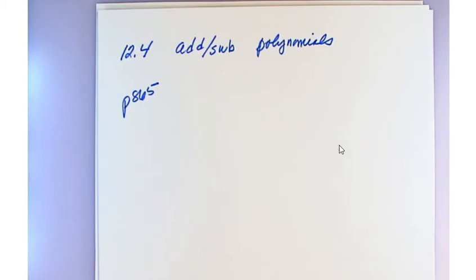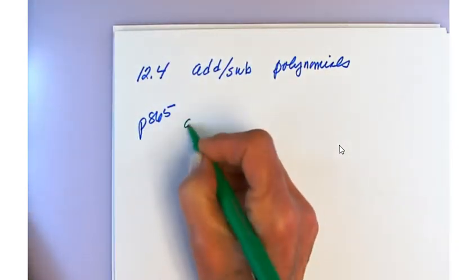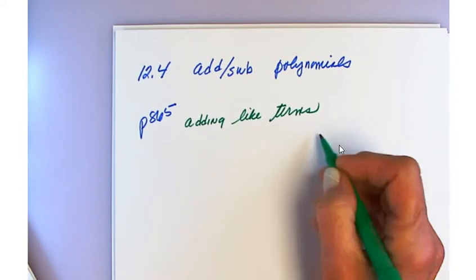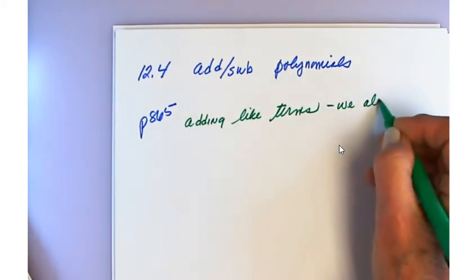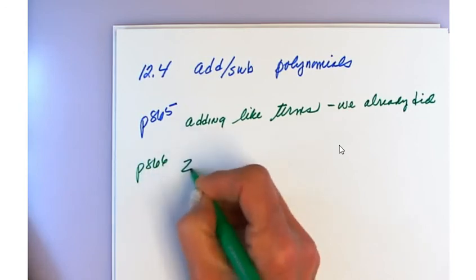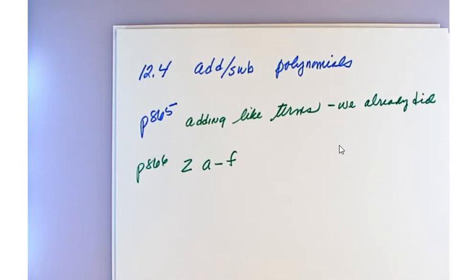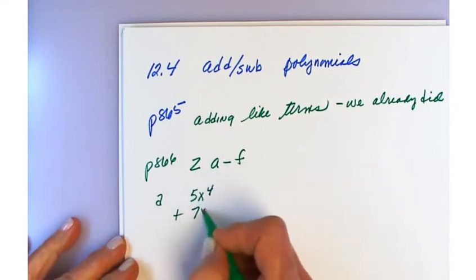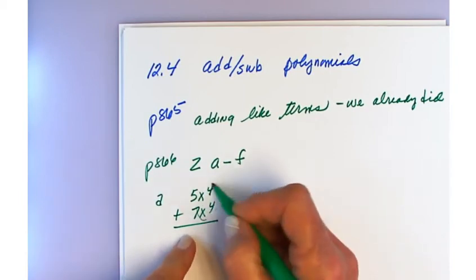So let's go forward then. What we're going to do is we're going to be adding like terms, which we have done already. We already did this. You know how to recognize like terms, and on page 866 we're going to do 2a through f. So let's look. I don't know if I'm going to do all of them. We already did quite a few of these problems here. And we have a is 5x to the 4, and it wants us to add 7x to the 4. What makes these like is the x to the 4, and we get 12x to the 4.